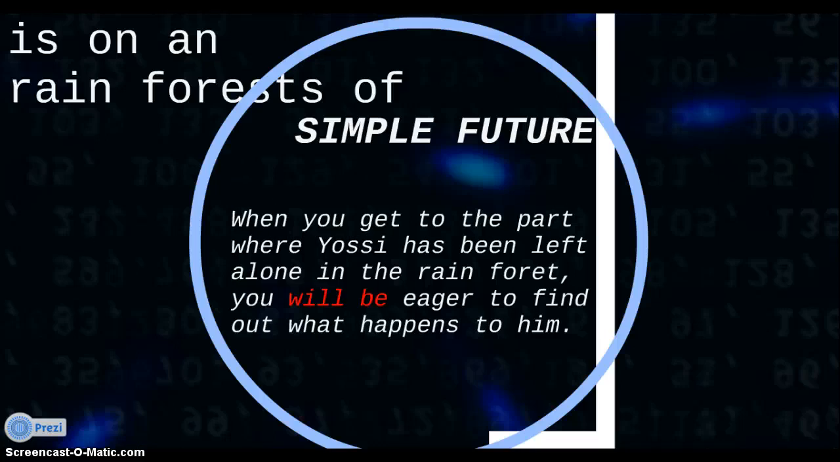Simple future tense tells us something is going to happen in the future, but it hasn't happened yet. Look at the example. When you get to the part where Yossi has been left alone in the rainforest, you will be eager to find out what happened. This form of the verb uses a helping verb, will, and the be verb. Then we know exactly what's going on. It's the simple future form. It tells us something is going to happen in the future.